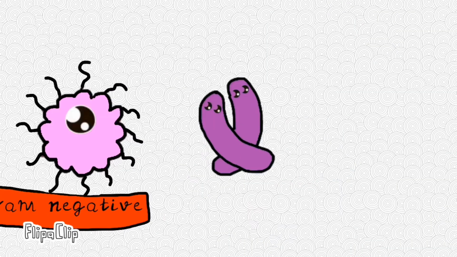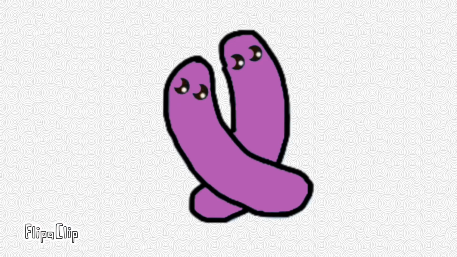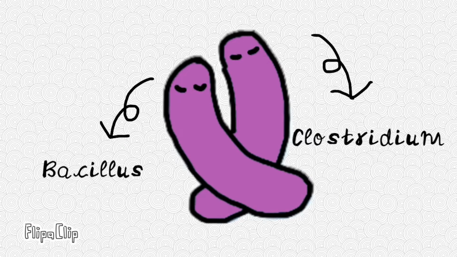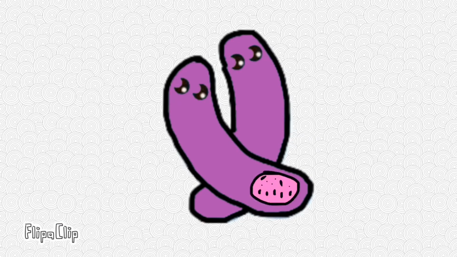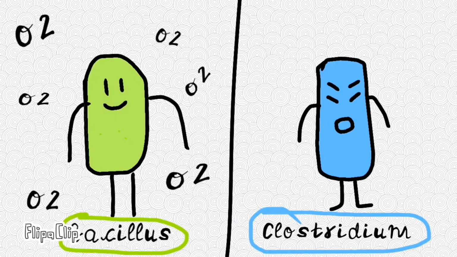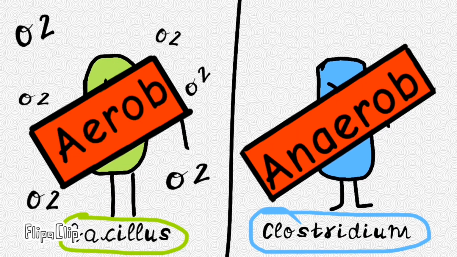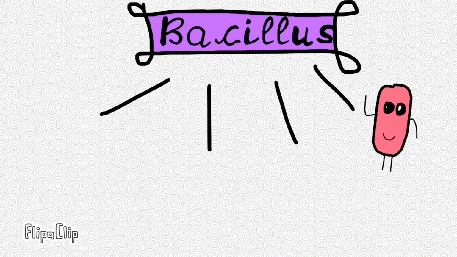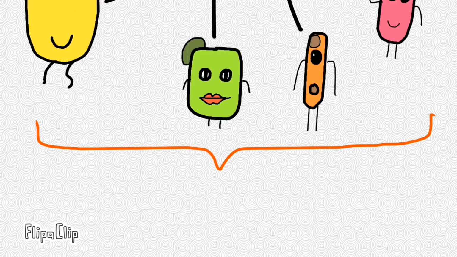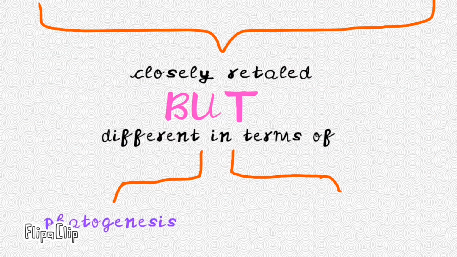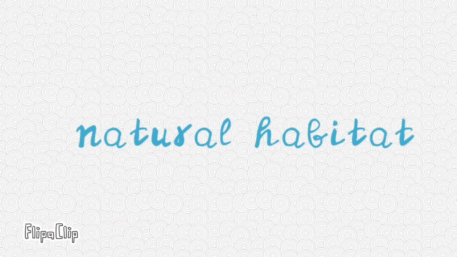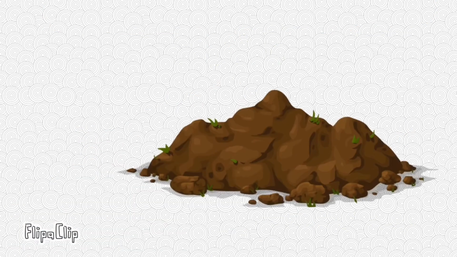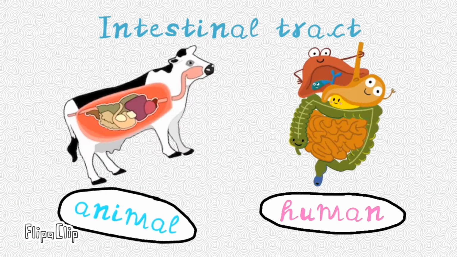The gram-positive spore-forming bacilli are the Bacillus and Clostridium species. These bacilli are ubiquitous and can live for several years in an environment because of the type of spores. Bacillus species are aerobes, while Clostridia are anaerobes. The members of this genus are closely related but different both in terms of pathogenesis and phenotypically. Their natural habitat is the soil or intestinal tract of animals and humans.